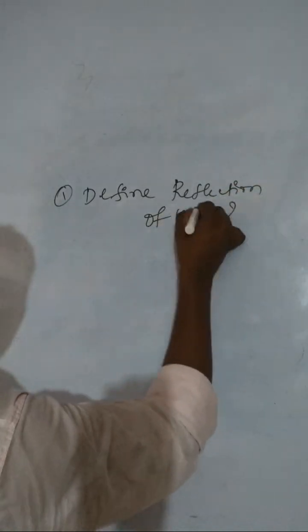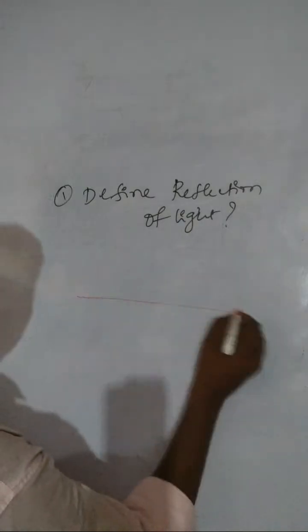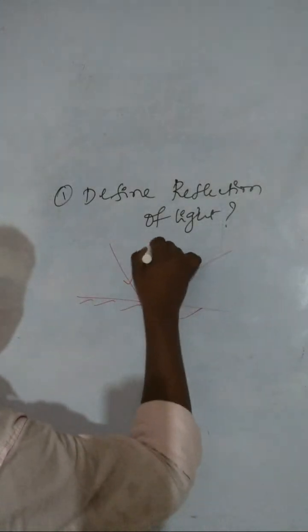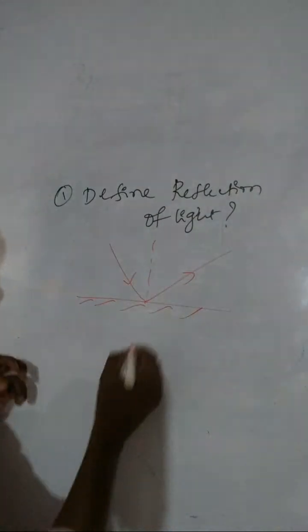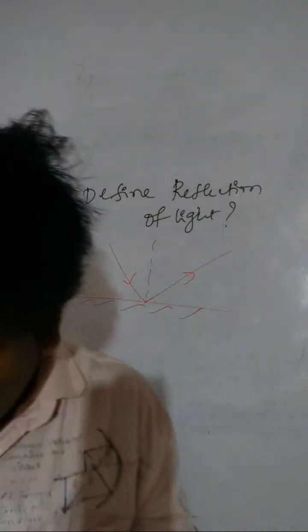Reflection of light is when light is incident on a surface and is reflected back. I am taking this one; when the light is incident on it, it will be reflected back. This is a normal line. The bouncing back of the light, or reflecting back of the light, is known as reflection of light.